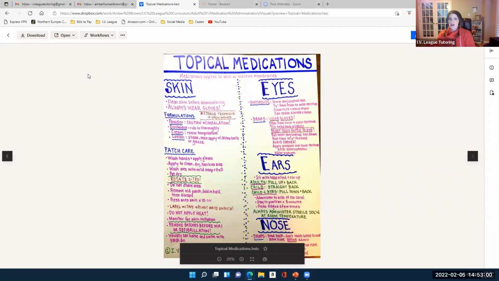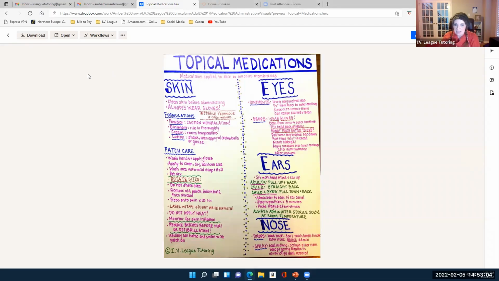All right. Topical meds. Now, people have a misconception that this is just skin, but it's not. It can be skin or mucous membranes. Where do you have mucous membranes? Mouth, eyes, ears, nose. Where else?